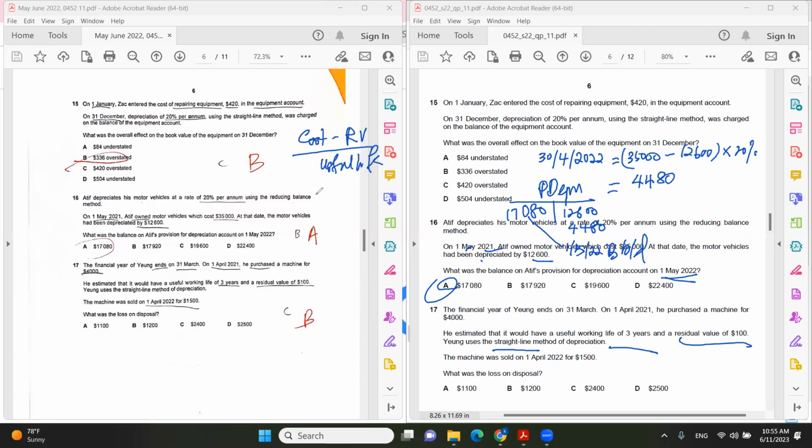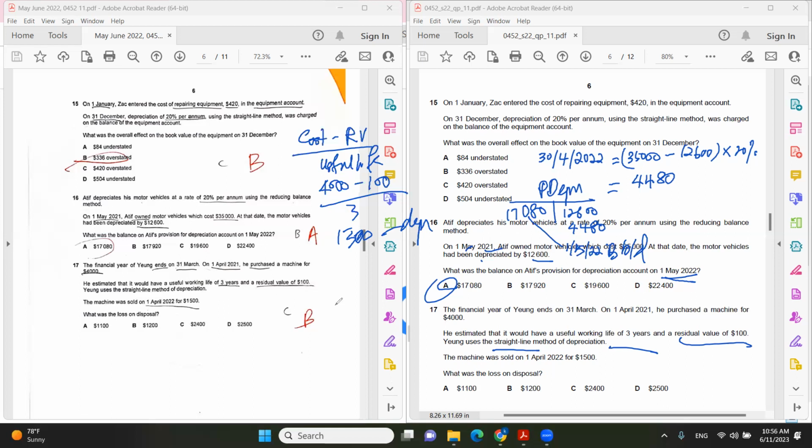So our cost is 4,000. Residual value is 100. Useful life is 3 years. So that means 3,900 divided by 3 will be 1,300. So the depreciation for 1 year is 1,300. So what was the loss?